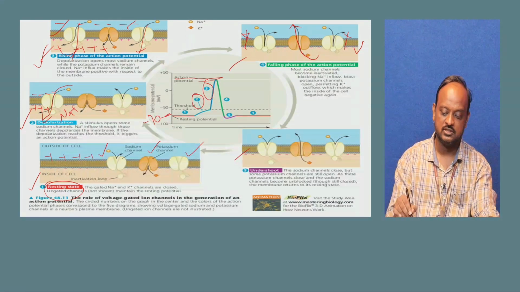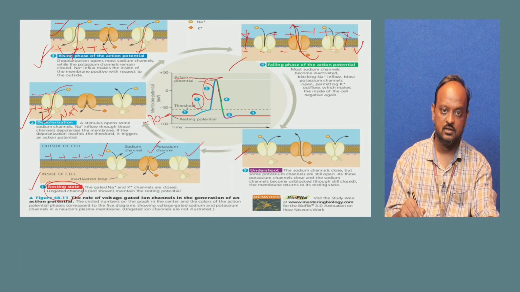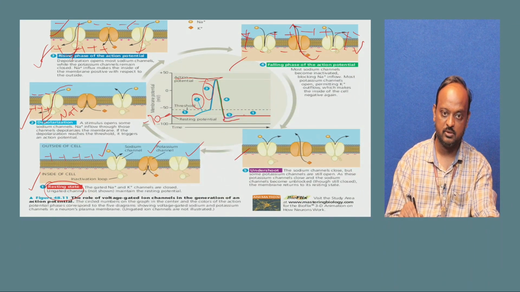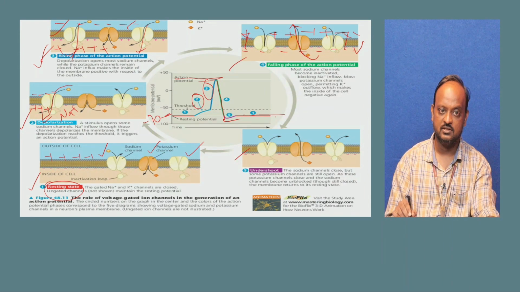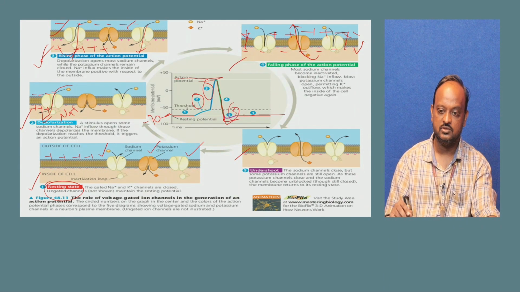So slowly positive charge will start building up on the outside and negative charge inside. Slowly the repolarization starts, and then it will come back to the resting membrane potential. Before that, you can see this is the resting membrane potential, which as we discussed is minus 70 millivolts. There is an undershoot here. Undershoot means this repolarization went a little further down, right? This is step number 5. So this is called the undershoot, and then it will come back to the resting membrane potential.